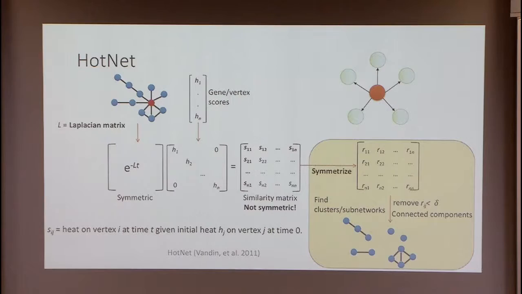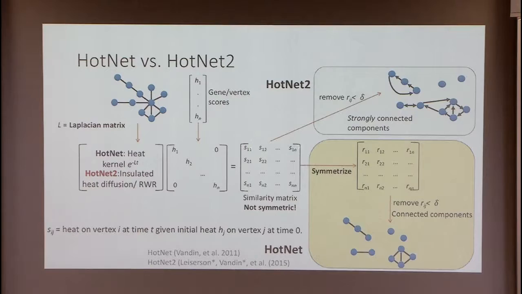Well, the solution we came up with is maybe we shouldn't symmetrize this thing. Let's keep it asymmetric. And this is where we had to fight with some reviewers. Let's try to cluster asymmetric matrices, which is actually a fairly underdeveloped field. There's some work there. And again, since we weren't wanting to develop a new clustering algorithm, we just interpret this as the weights of a directed graph, a complete directed graph. And we threshold, and then, because the graph's directed, we compute strongly connected components.